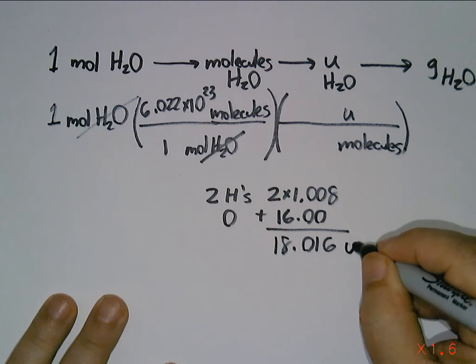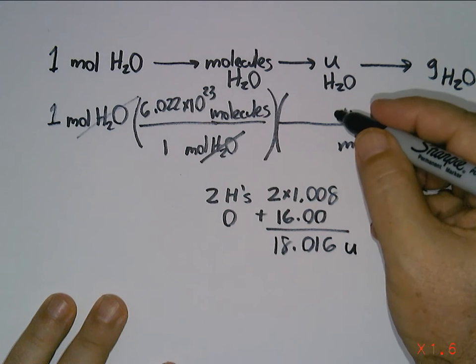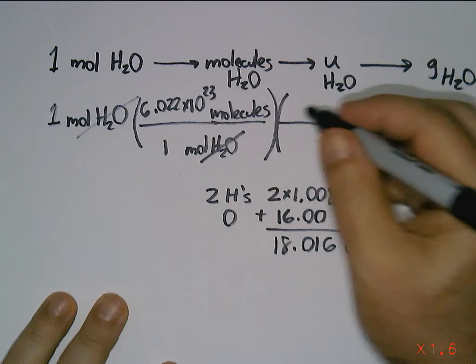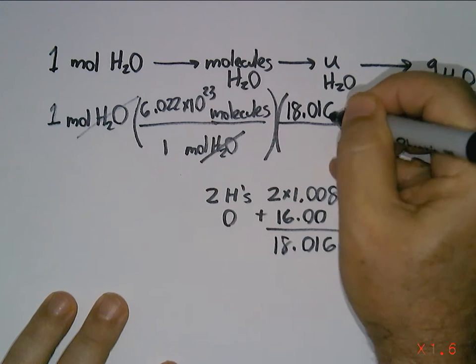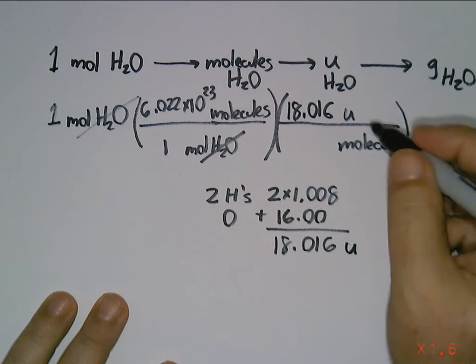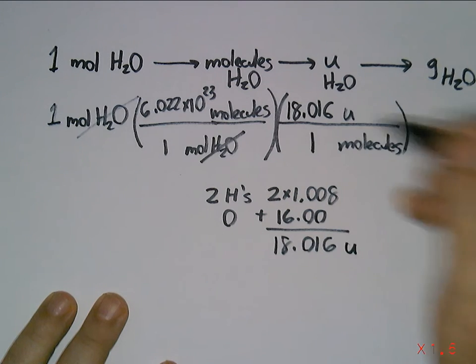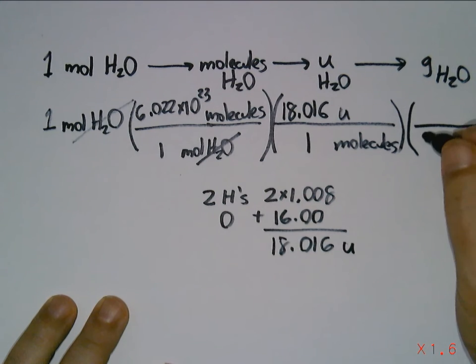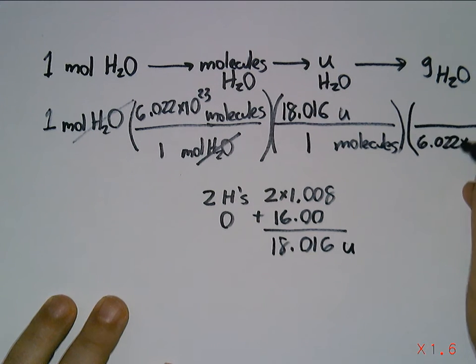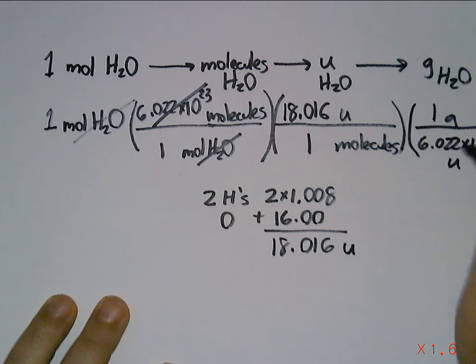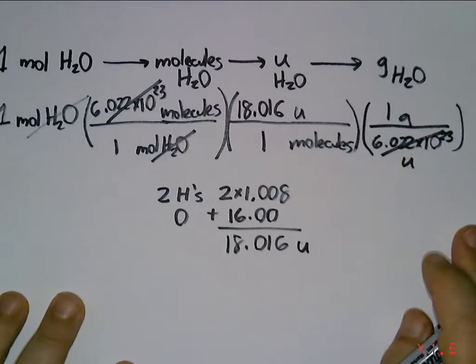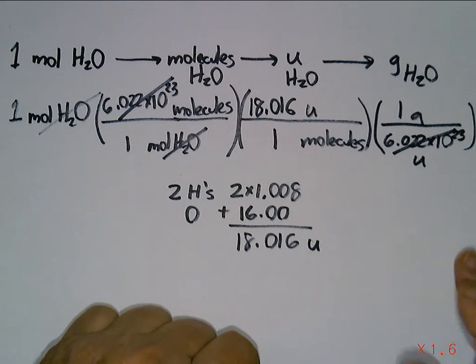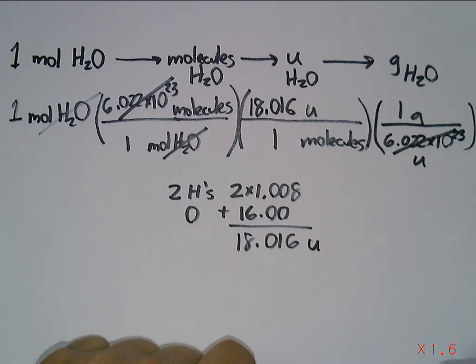Okay, now what is that number? That can tell us how many U that we've got for a water molecule. And that's 1 molecule. And then we can go from U to grams. And again, I see that the Avogadro number cancels out, so I never really have to punch it in. And there's nothing left except 18.016.